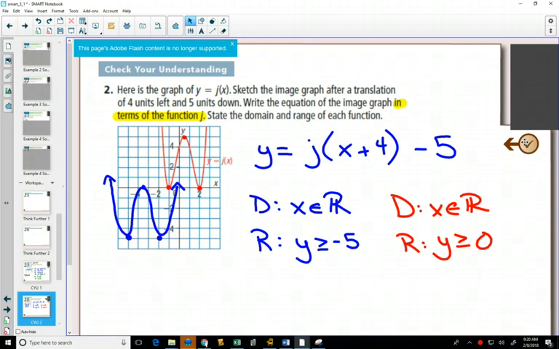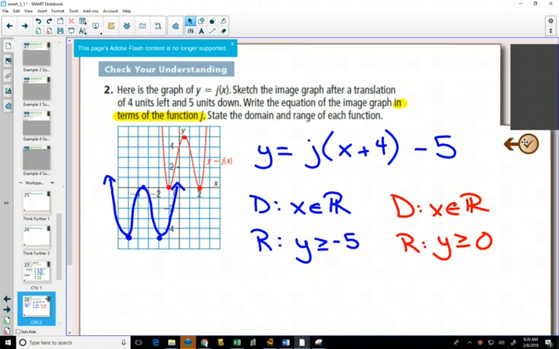One of the things that we're going to start looking at is if we move things, how does it affect things like domain and range? Well, my domain was everything. Even if I move that left and right, it's still everything. But my range started from 0 to infinity, and when it got moved down, does it make sense that my new range is y is bigger than or equal to -5?